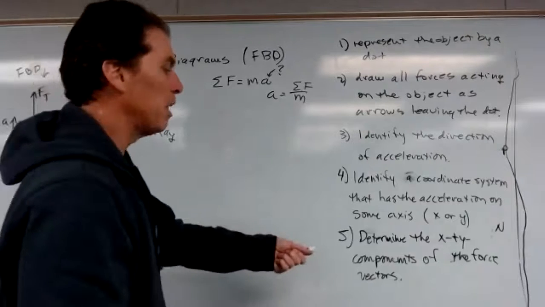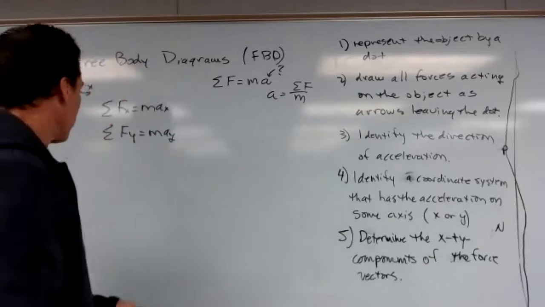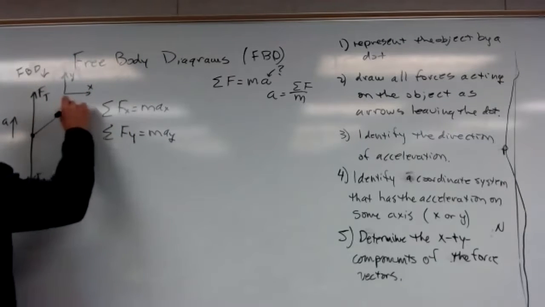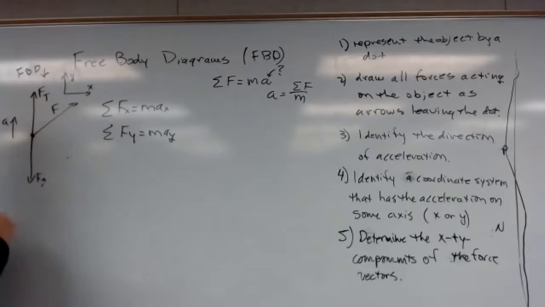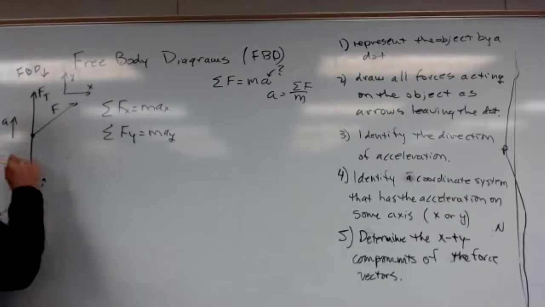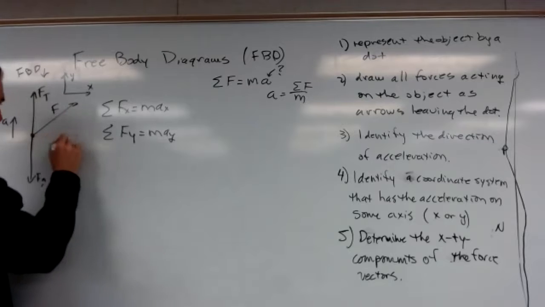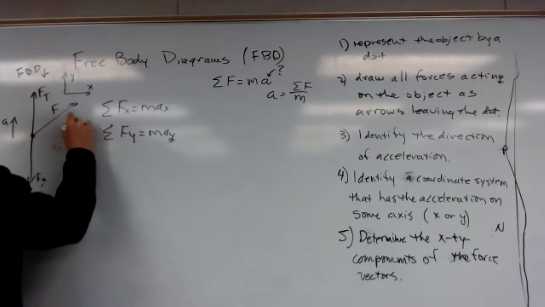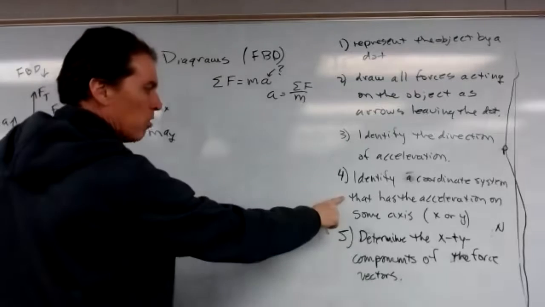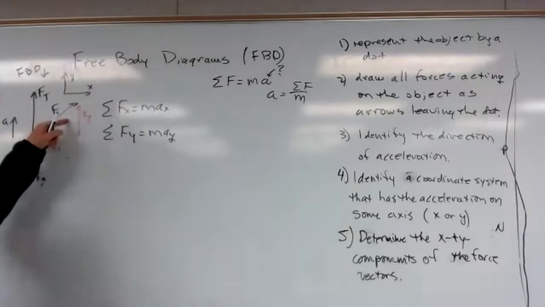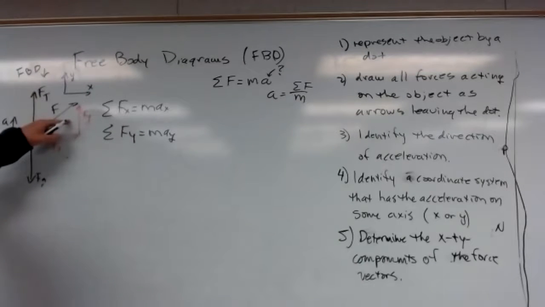Step 5 is determine the x and y components of force vectors. So I could have had a force that was going off in this direction. It could have happened, right? And then I would have to go back to here and say, all right, this is an Fx, and this has an Fy. Of course, this has to happen after this happened, because I have to have a coordinate system before I can decide what my x and y components are.